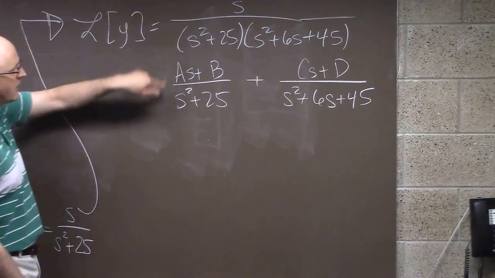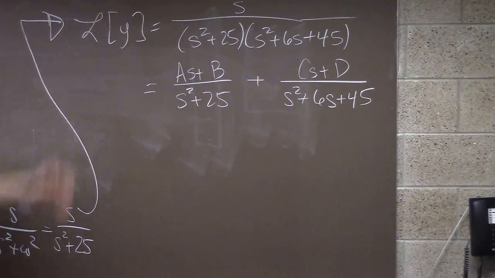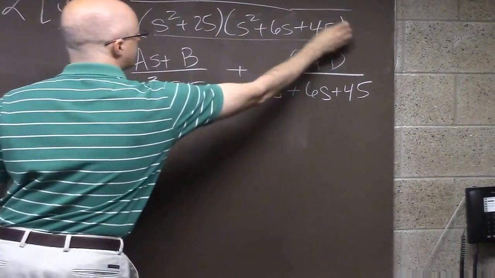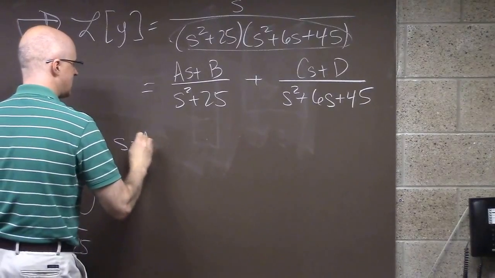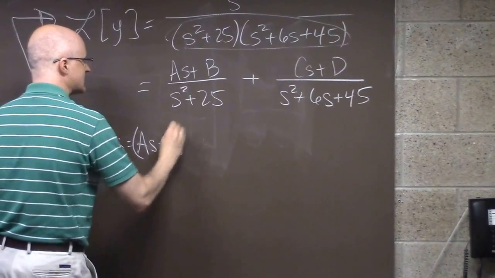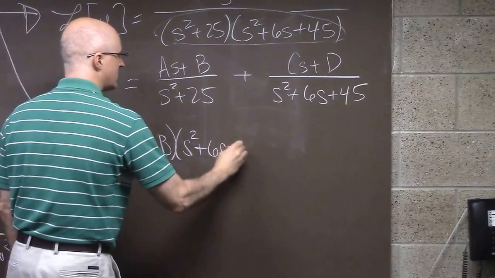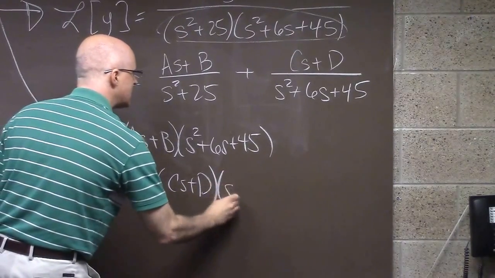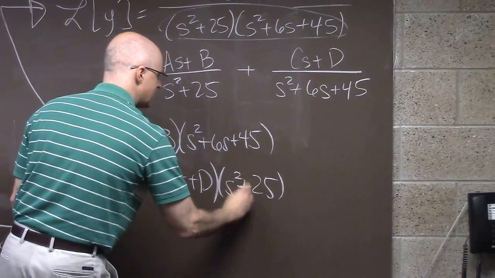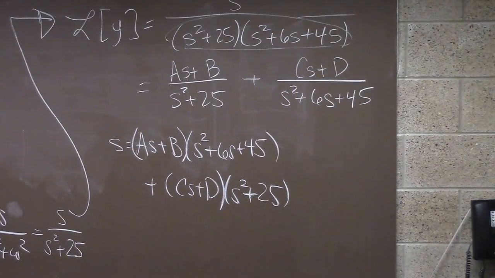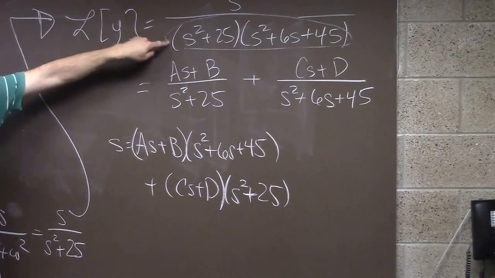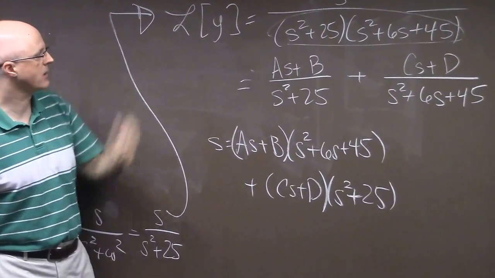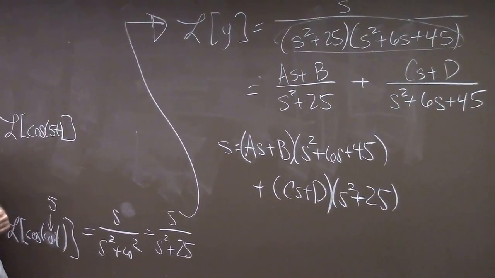You want these two things to be equal no matter what s is, as long as you're not dividing by 0, which is not going to happen if s is a real number. Multiply both sides by this common denominator to get cancellation. You'll get s equals (as plus b) times (s squared plus 6s plus 45) plus (cs plus d) times (s squared plus 25), right? Can you think that through after cancellation? That's multiplying both sides of this equation by the common denominator of s squared plus 25 times s squared plus 6s plus 45, and doing some cancellation.